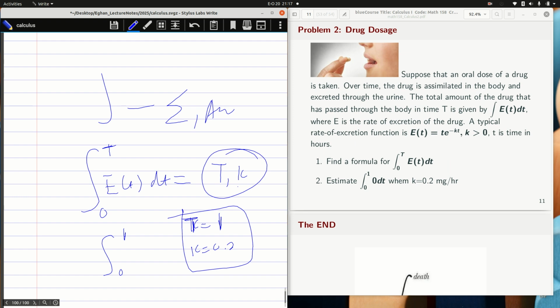So k is a decomposition rate, which describes how the drug breaks down with respect to time. And that is it for our integration by parts.